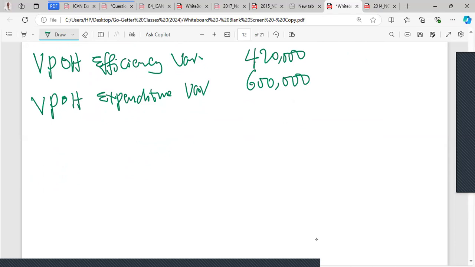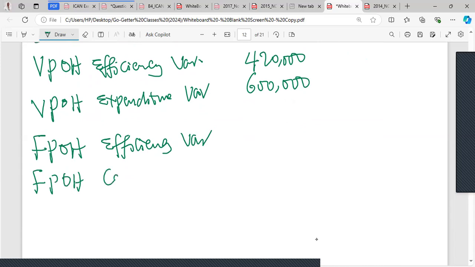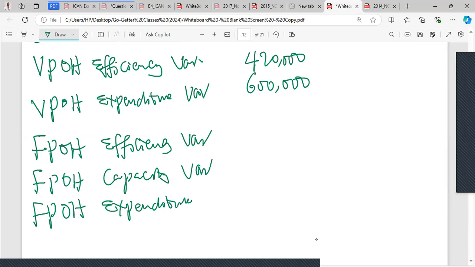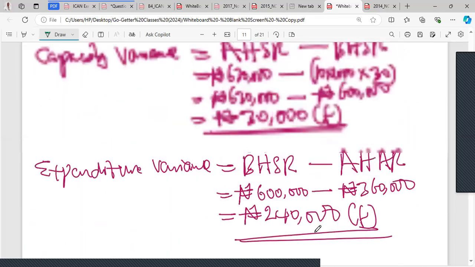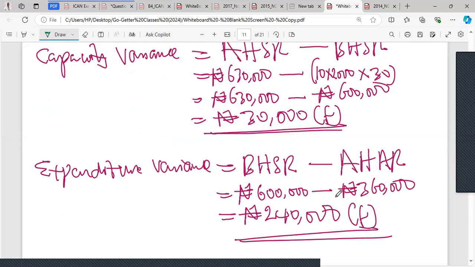Alright, so we now have the fixed production overhead efficiency variance, fixed production overhead capacity variance, and fixed production overhead expenditure variance. Let's see if we can pick these three. Efficiency is 210 favorable, 30 favorable, 240. 210, 30, 240.